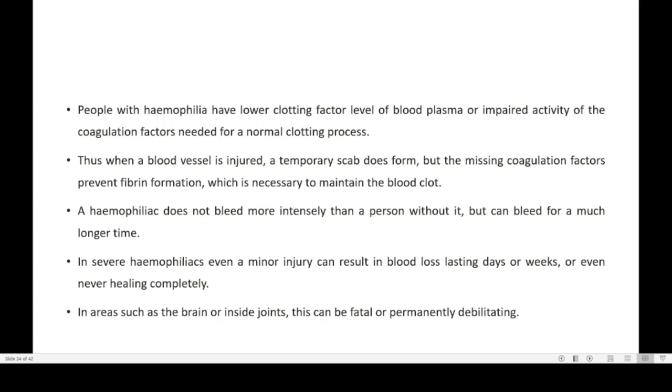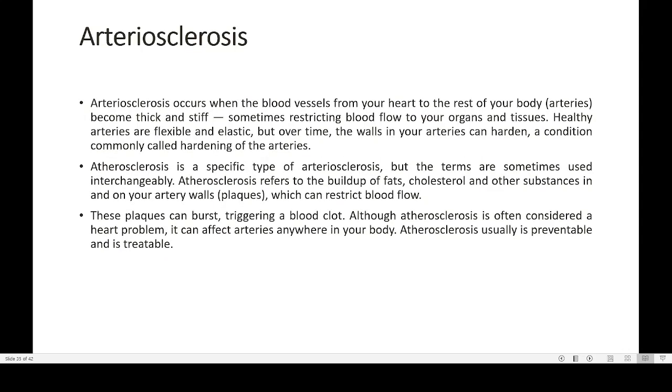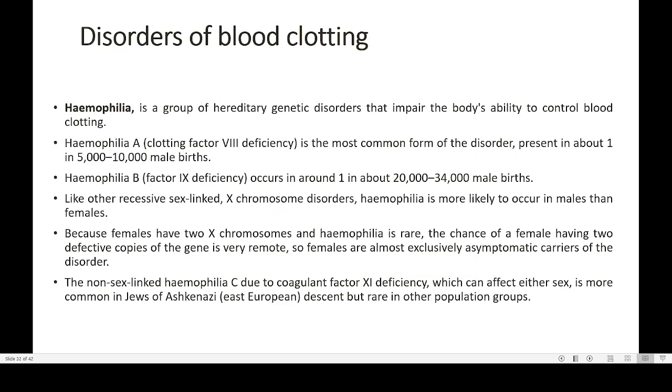So in areas such as the brain or inside joints, for example, if there is a bleeding in the brain, that blood is actually leaking into other areas of the brain. So a lot of brain cells will be immersed or sinking in this blood, and they will die. That will cause stroke or other kinds of problems. So that is the problem with hemophilia. So this is an idea of how hemophilia affects.